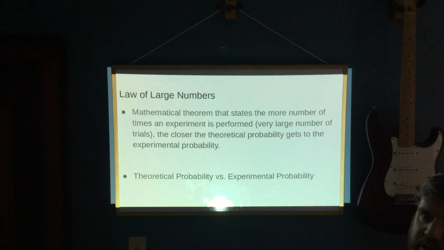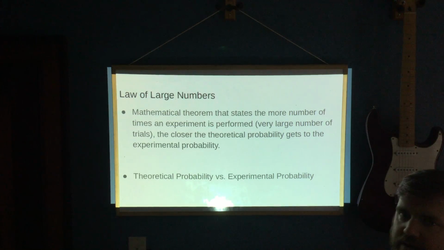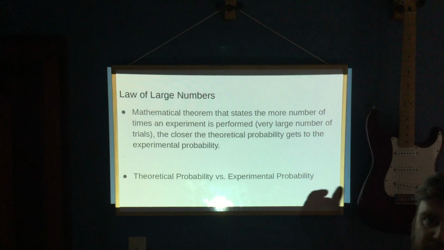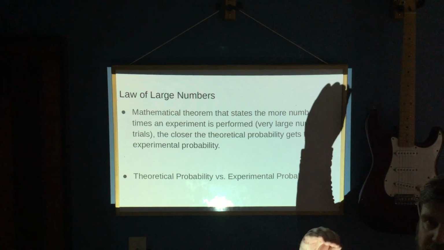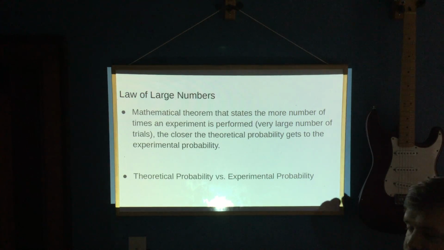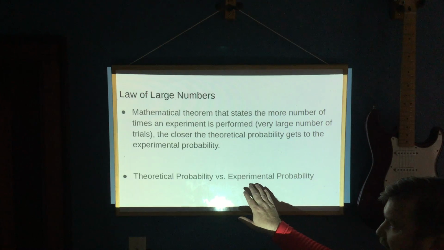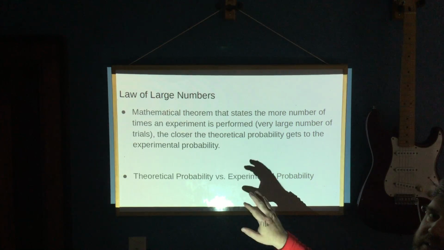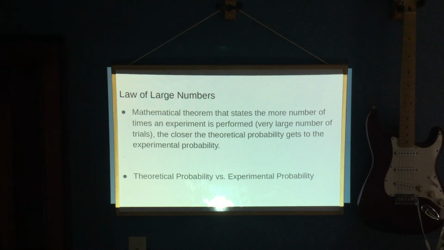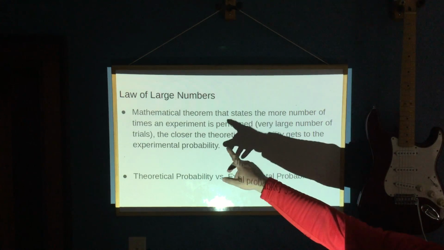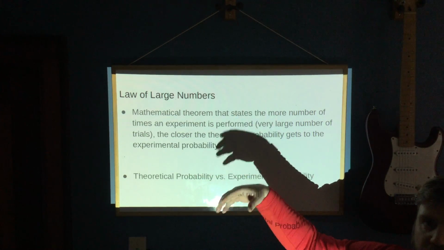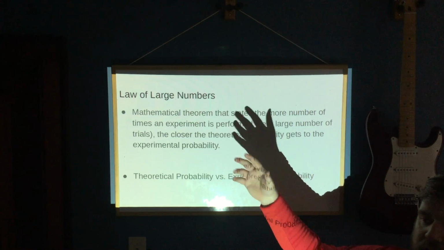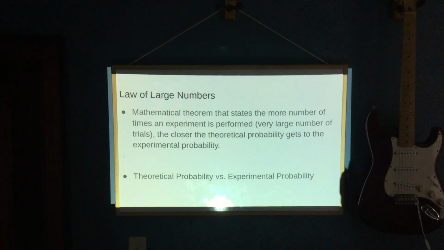Experimental probability says, well, forget all that. Actually pick up the die and roll it repeatedly and record your results. Then you can tabulate the probability from the actual results. You would think that these would be exactly the same, but it turns out they're not, unless you do it over and over and over and over again. That's what the law of large numbers says.